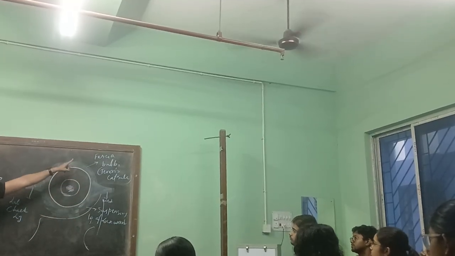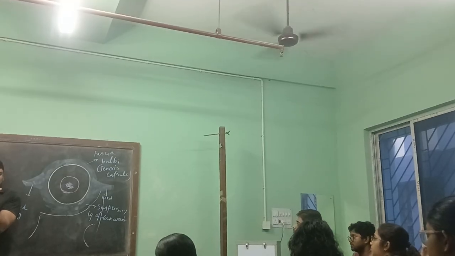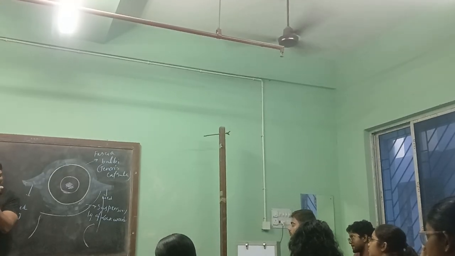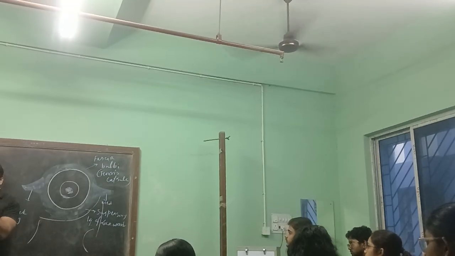That is the Tenon's capsule, fascia bulbi, which will be holding the eyeball in this manner. So whatever movements occur, it will be occurring within this fascia bulbi. Getting it all right? So within this fascia bulbi, the eyeball will be moving here and there.